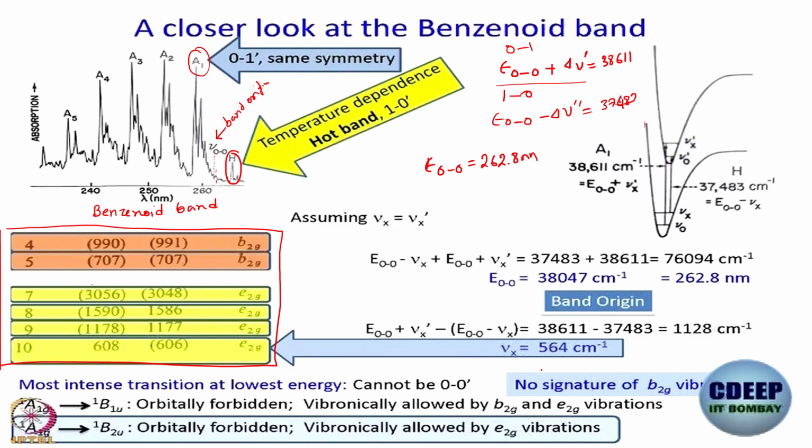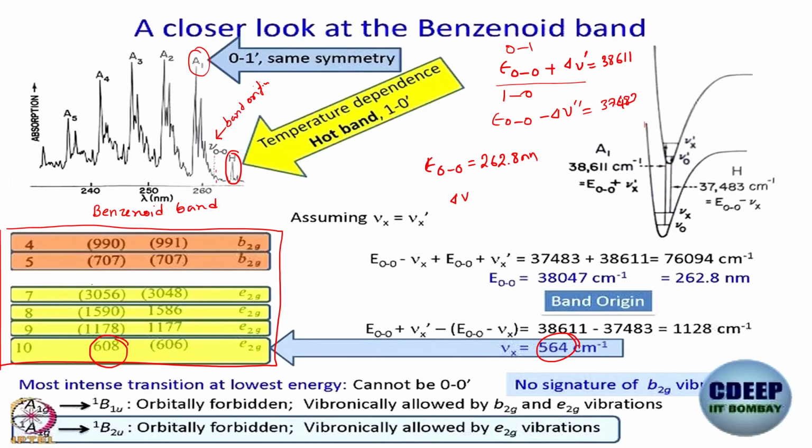It will come around that, and the delta gap between these vibrational levels in the excited state or in the ground state is somewhere close to 564 centimeter inverse, which actually matches with one of the normal modes of vibration, which belongs to the E2G mode. That means this transition, which was orbitally forbidden, that is, this benzenoid band, is vibronically allowed by the E2G mode.